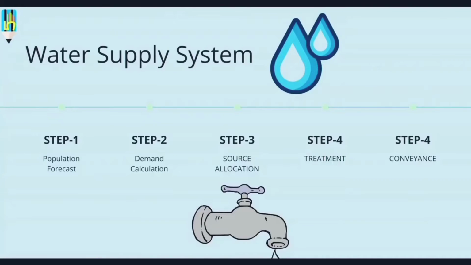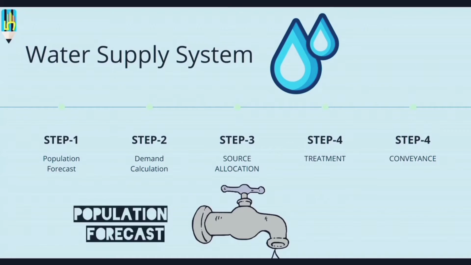In general, broadly classifying, we can say that there are 5 steps involved in any design of a water supply system. The first step is population forecast, followed by demand calculation, then source allocation, further treatment, and then conveyance.